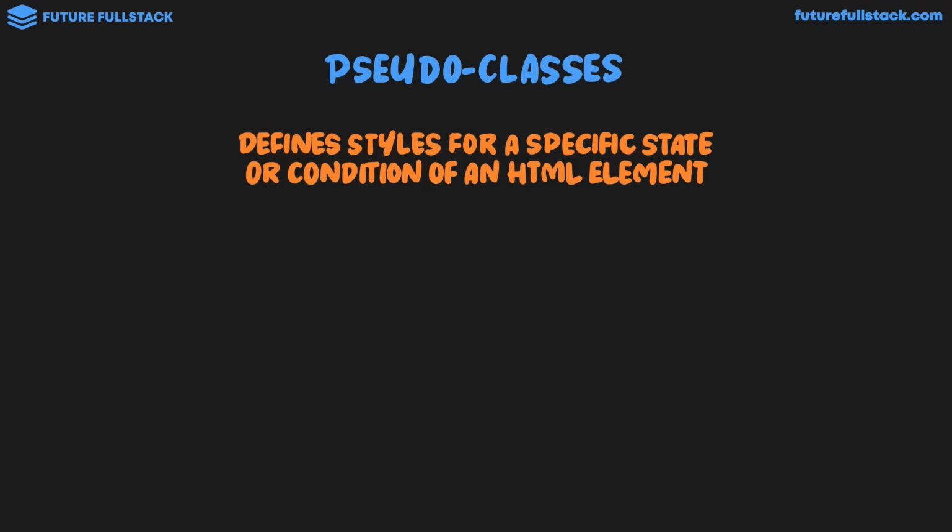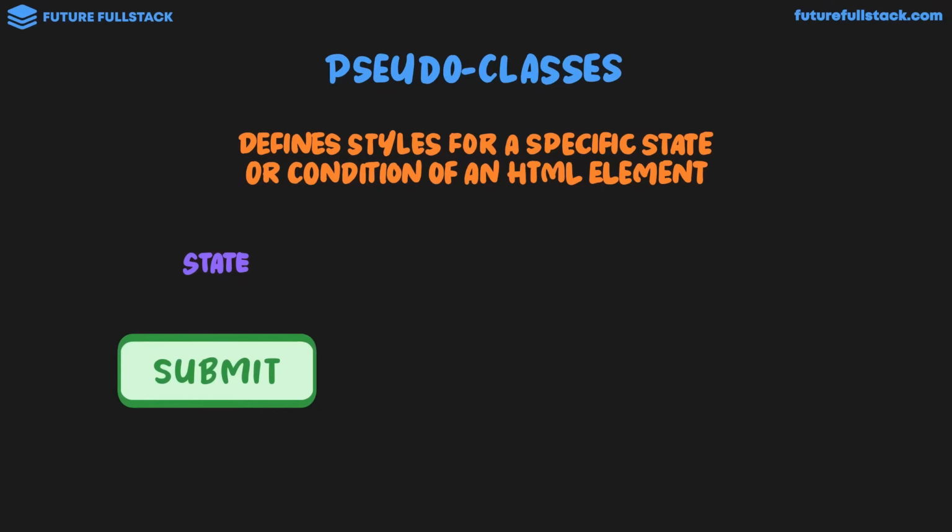So what do we mean by state or condition? Let's look at state first. An example of a state of an HTML element would be something like a button. At the moment, the button is green, but if I were to hover over this button, it turns purple. This is an example of state, where we can define styles for different states. Like we saw, the button was green when our cursor was not hovering over it, whereas it turned purple when we did hover over it.